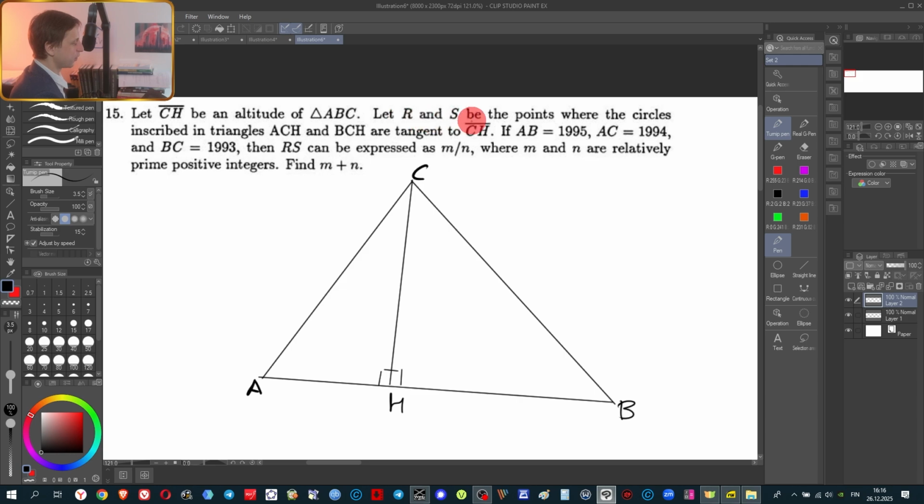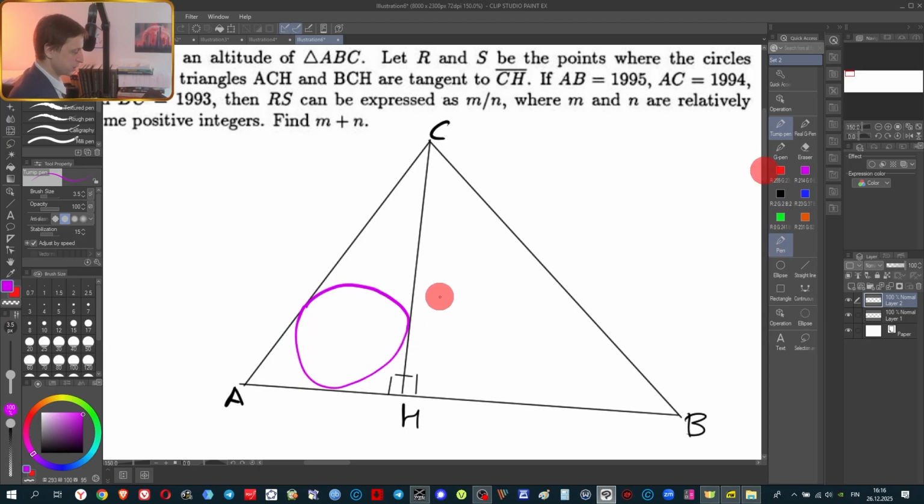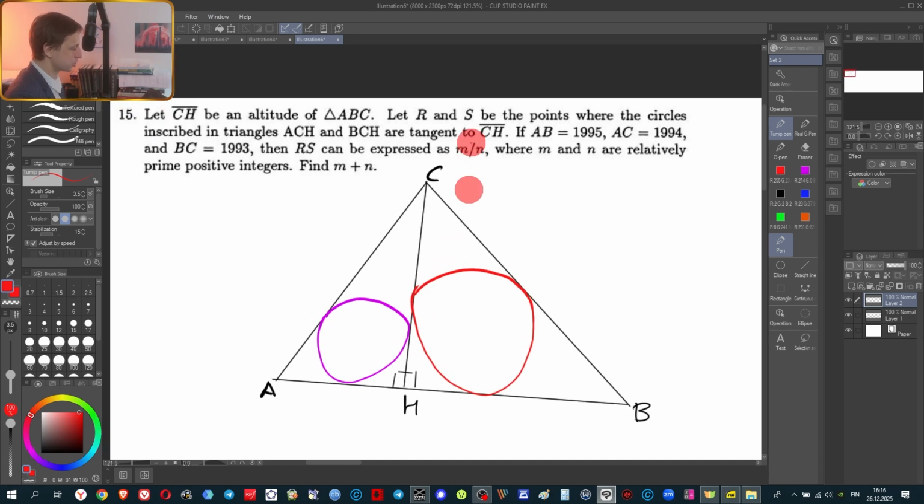Let R and S be the points where the circle inscribed in ACH, this triangle, and the circle inscribed in BCH, this triangle, are tangent to CH. So you have two circles here. Let me try to draw it by hand. So one circle is inscribed in this triangle, and another circle is inscribed in this triangle. Let me use probably another color here, like this one. And you have two circles, okay? And they are tangent to CH.